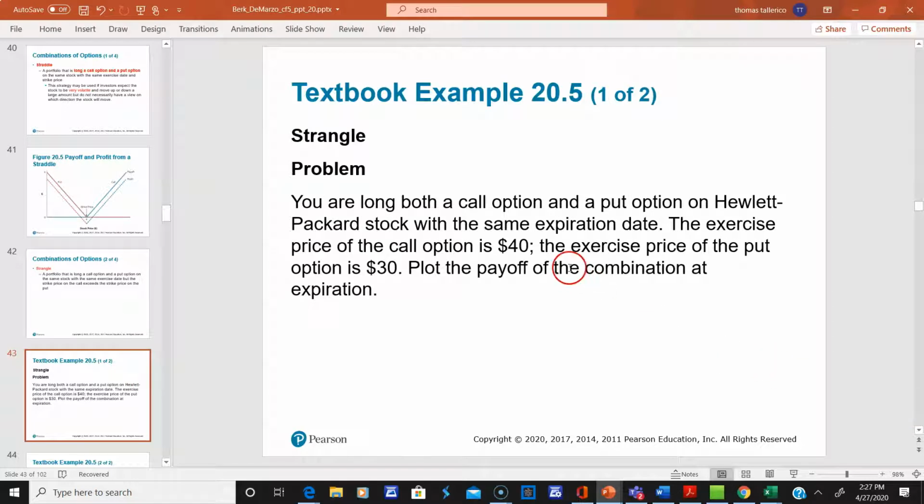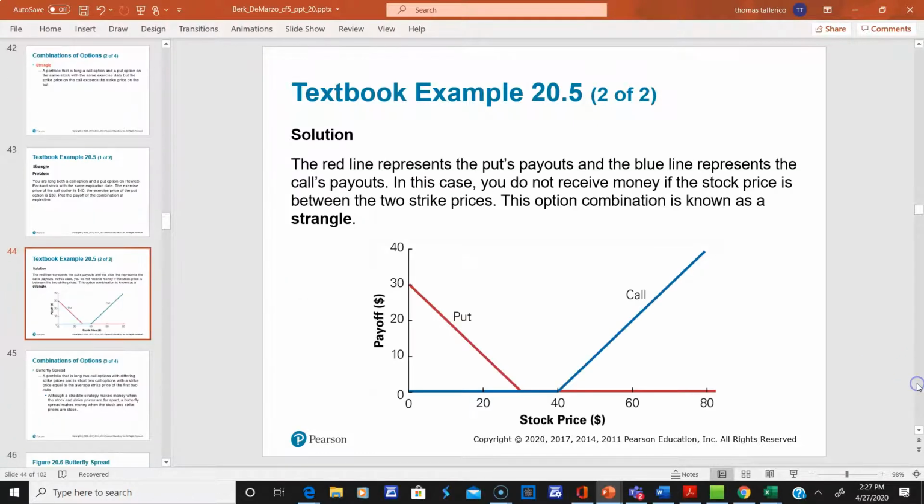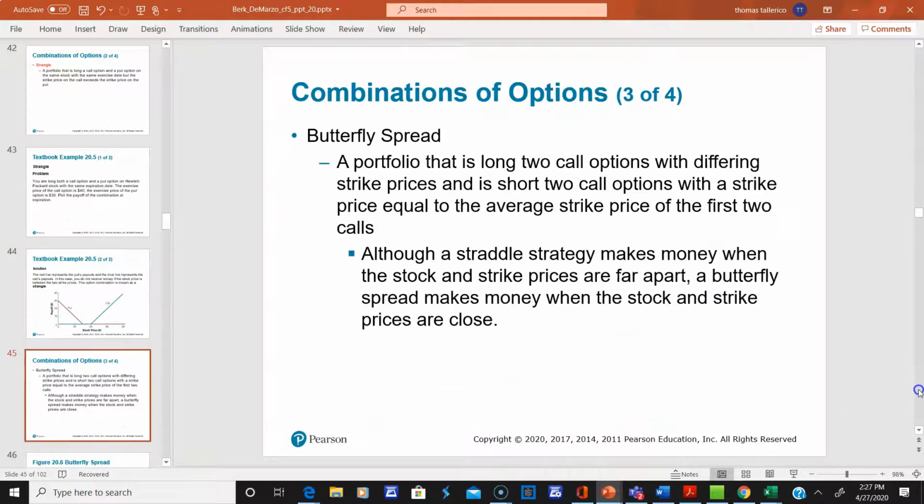Here is an example from your book. You are long both a call and a put on Hewlett Packard on the same expiration date. The exercise price of the call is 40. The exercise price of the put is 30. Plot the payoff of the combination at expiration. You can clearly see here the call and the put, and this is what it looks like.